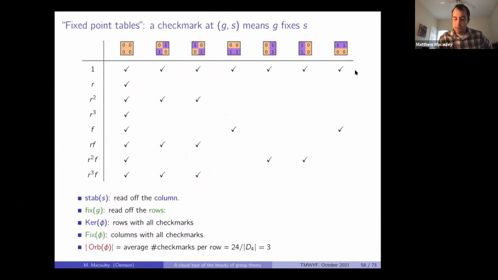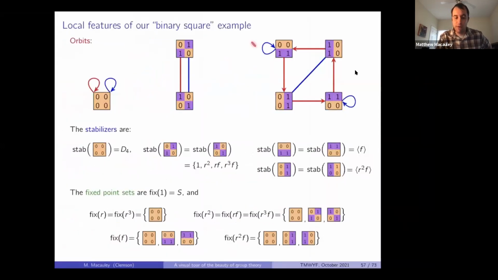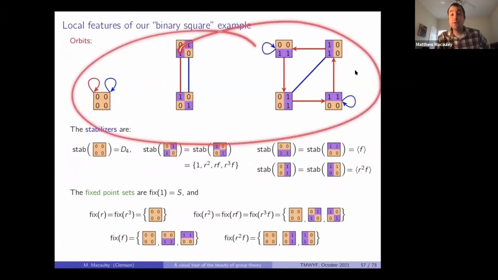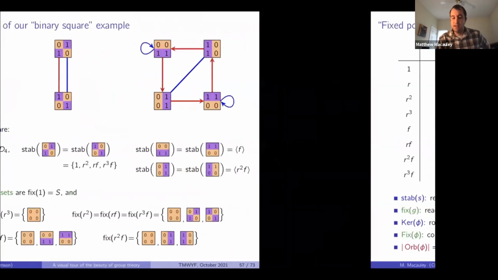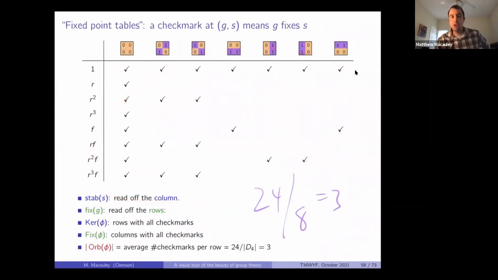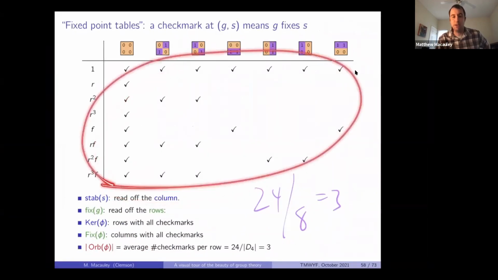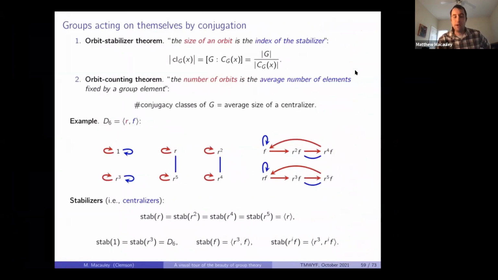But one thing you might notice, if you look at this, there are 24 check marks on this table. And if you divide that by the size of the group, which is 8, you get 3. 3 is the number of orbits. That's Burnside's lemma, or what's sometimes called Burnside's lemma. I call it the orbit counting theorem. It's a fundamental theorem: the average number of fixed points is just the number of orbits. And you can prove that basically by using this table.